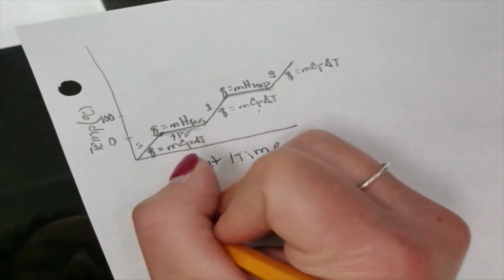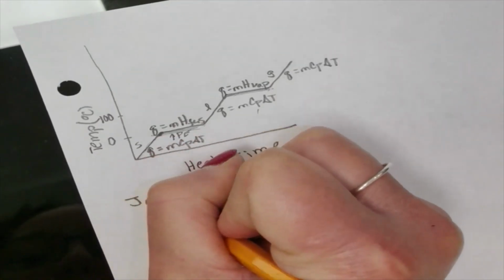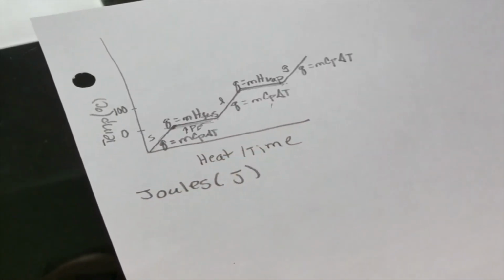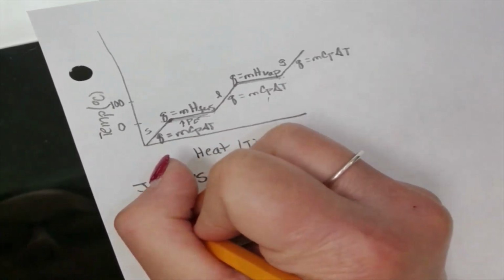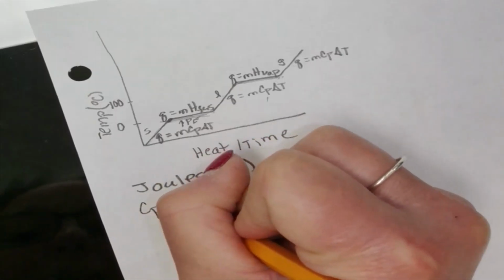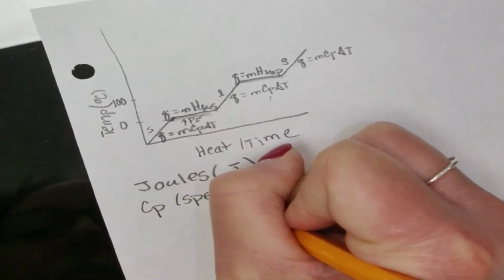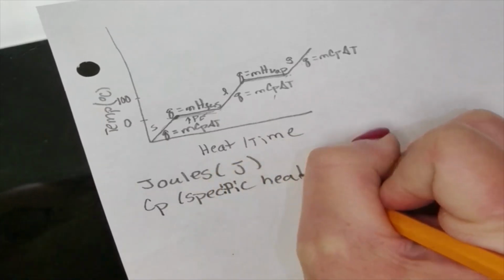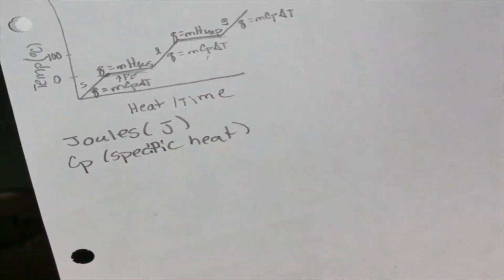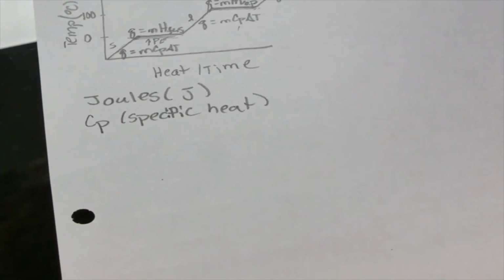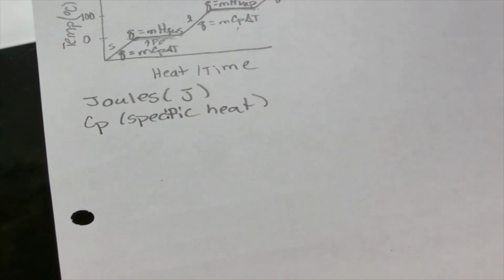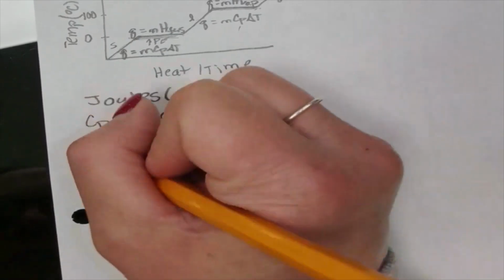We are measuring heat in terms of the joule, which we will use a J for. And we said that C_P is the specific heat. What is specific heat? Specific heat is defined as the amount of energy needed to raise the temperature of 1 gram of substance by 1 degree Celsius.